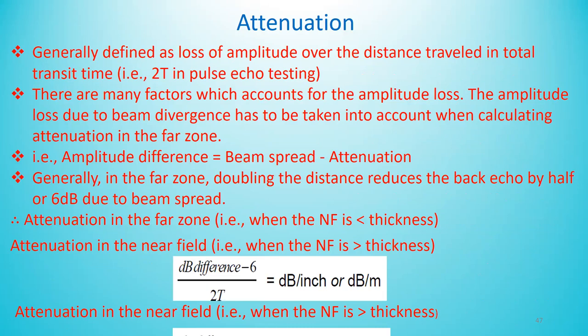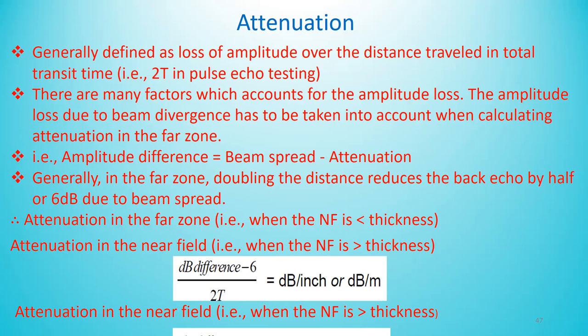Attenuation is generally defined as loss of amplitude over the distance traveled in total transit time, 2t, in pulse echo testing. There are many factors which account for the amplitude loss. The amplitude loss due to beam divergence has to be taken into account when calculating attenuation in the far zone. Amplitude difference equals beam spread minus attenuation. Generally, in the far zone, doubling the distance reduces the back echo by half, 6 dB, due to beam spread. Attenuation in the far zone.